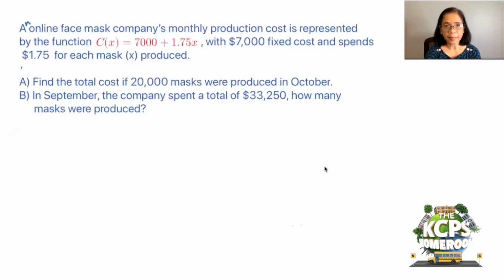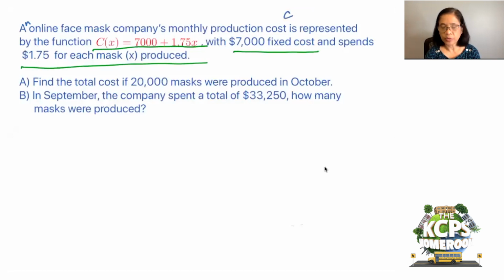Okay, let's have another example. An online face mask company's monthly production cost C is represented by the function C of x is equal to 7,000 plus 1.75x, where 7,000 is the fixed cost and the company spends $1.75 for each mask that is produced. So we are asked to find the total cost if 20,000 masks were produced in October.